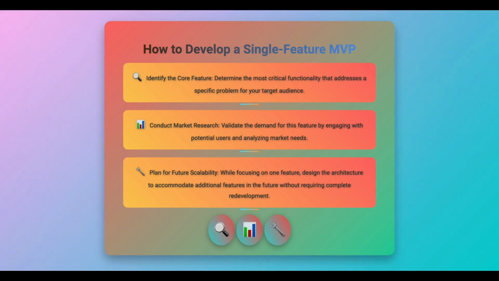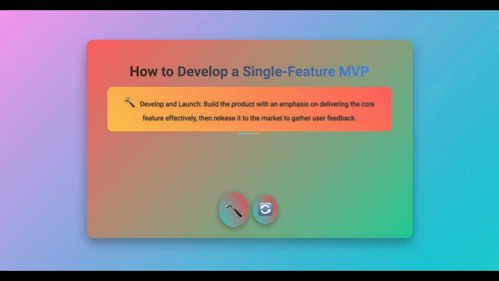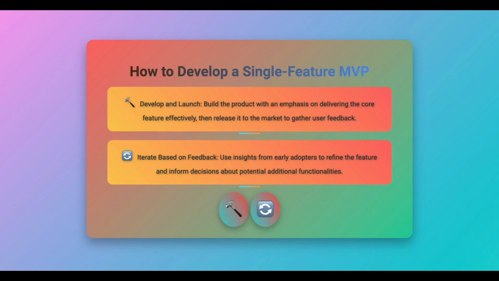Develop and launch. Build the product with an emphasis on delivering the core feature effectively, then release it to the market to gather user feedback. Iterate based on feedback. Use insights from early adopters to refine the feature and inform decisions about potential additional functionalities.